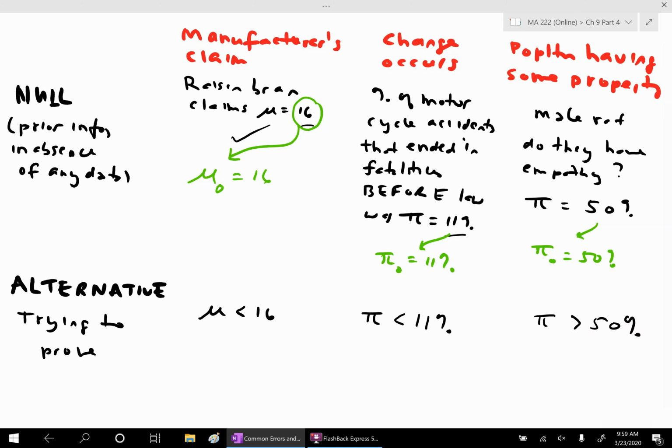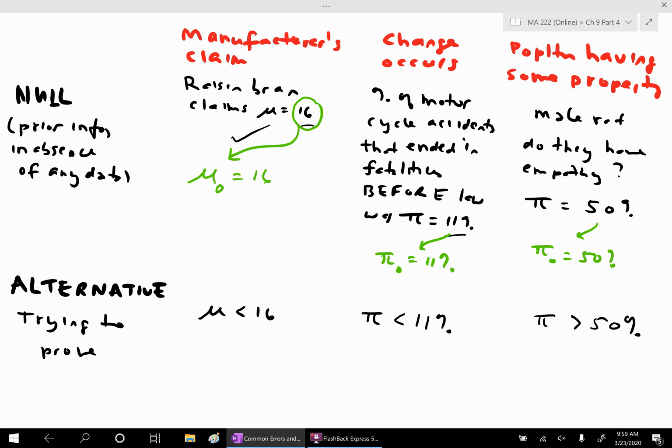Notice that you have to read the problem carefully. The alternative is what you're trying to prove. Sometimes it's implied, right? Like with a manufacturer's claim, what are you trying to prove? You're always trying to prove against the manufacturer's claim. But it's going to be not in their favor, right?